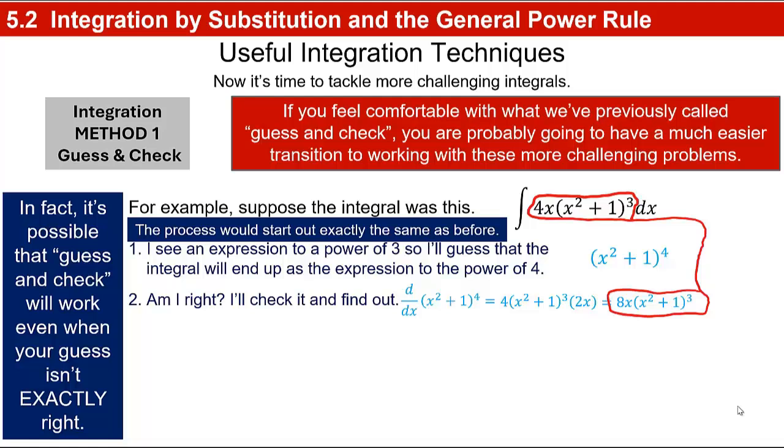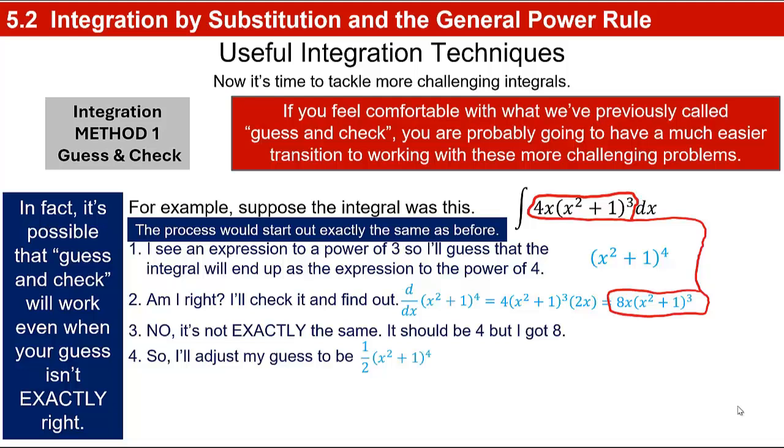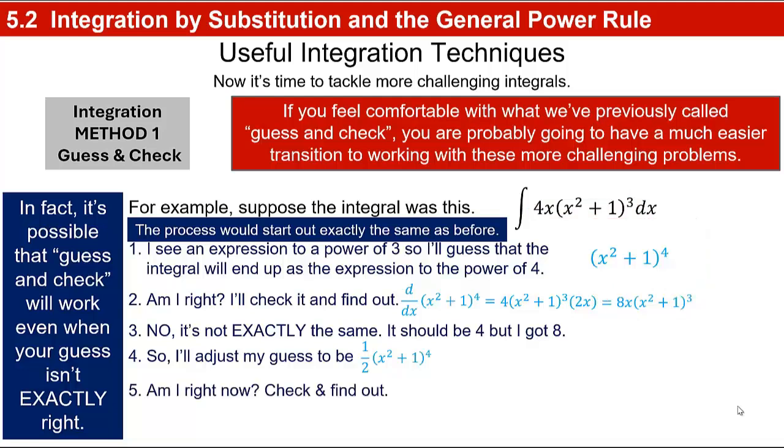So if I had an 8 and I wanted a 4, maybe if I put a 1/2 in front of my original guess, that would reduce the 8 to a 4 when I do my check. Well, let's see, does it? I have to check it out by taking the derivative of that guess, in this case my adjusted guess. So now I'm taking the derivative of the expression 1/2 times the quantity x squared plus 1 to the 4th.